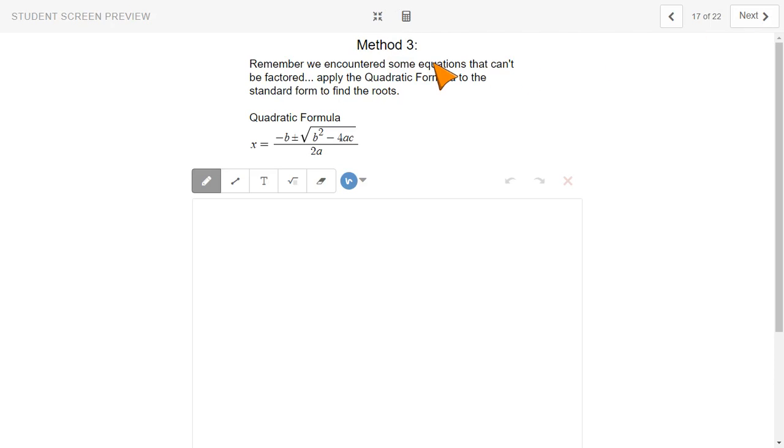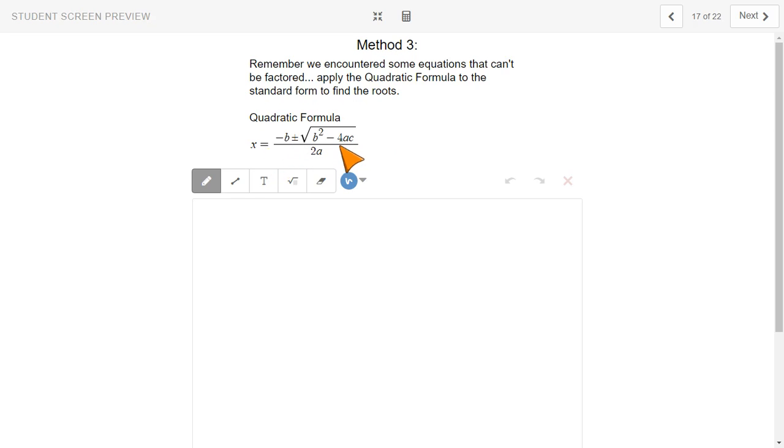The third method that we can solve a quadratic is to use the quadratic formula. This is a great option, especially for equations that can't be factored. The quadratic formula is x is equal to negative b plus or minus the square root of b squared minus 4ac, over 2a. Pretty complicated, but after you use it, you'll realize that this is super handy.